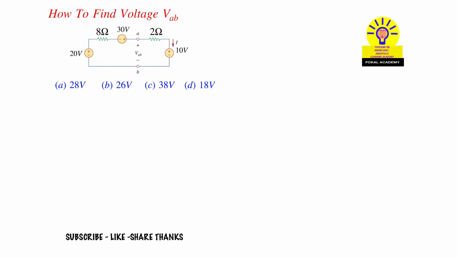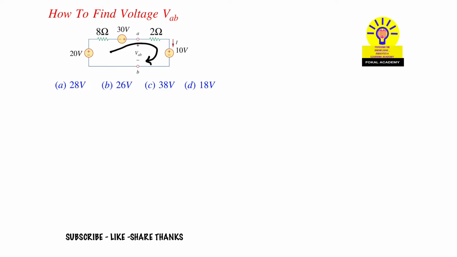This is the problem. Here the current direction is given like this. First of all, apply the KVL, then we get the current value. How can you apply KVL? The sum of all voltages in a loop is equal to 0. By using this equation, we are going to write it as follows. Here the current in the 20 volts source is from minus to plus.